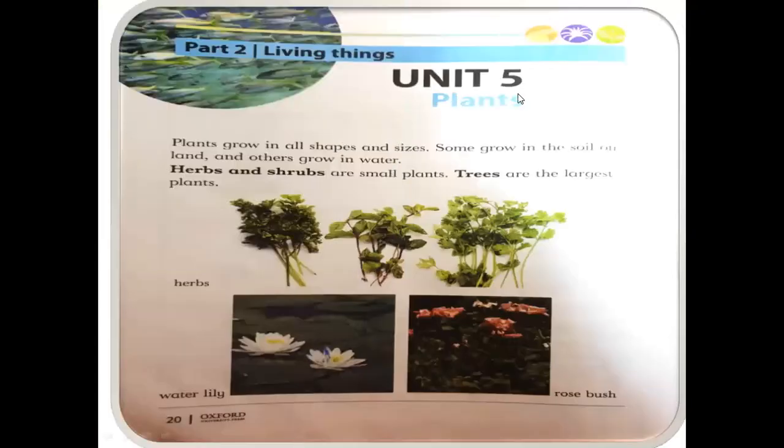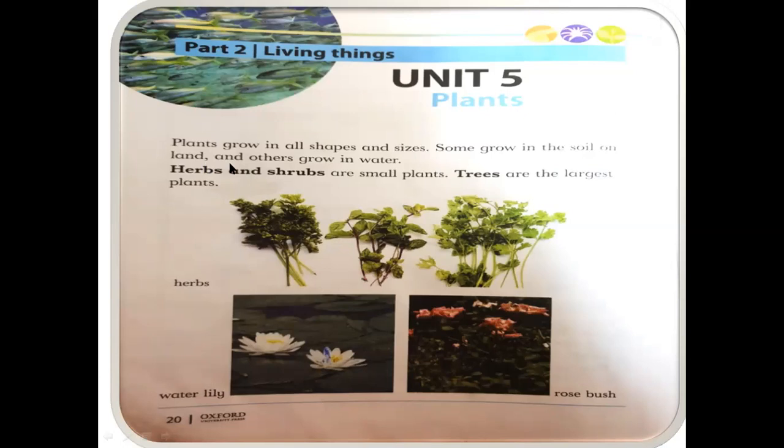This is unit number 5, chapter plants, page number 20. So let's read what it says. Plants grow in all shapes and sizes. Some grow in the soil, on land, and others grow in water. Herbs and shrubs are small plants. Trees are the largest plants.